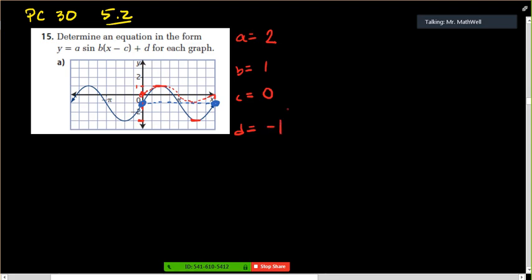If we put that together and simply put these numbers into the equation, we should get y equals, A is 2, so we put 2 there, sine. B is 1, so we don't have to put the 1, and C is 0, so we could just put an x there. Then we add a -1, or you can just write that as subtract 1, and there would be your answer for A.